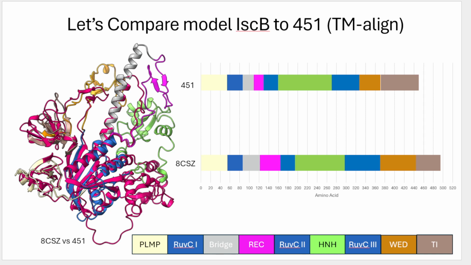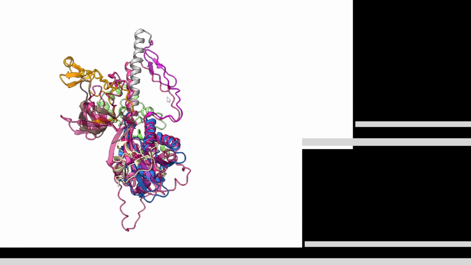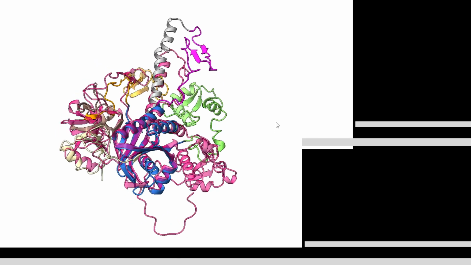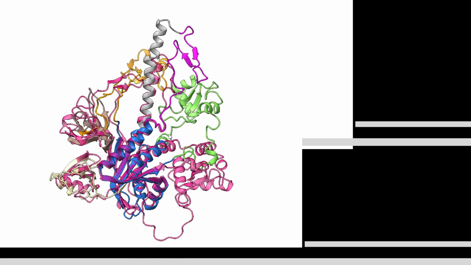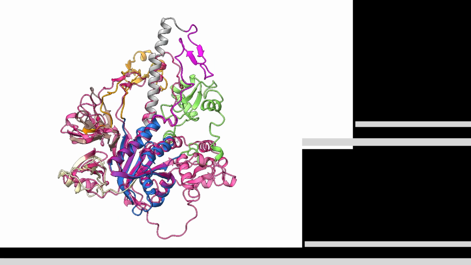So let's show that in 3D space. There she is. It's a bit disgusting. There we go. So I have purposely made 451 a little bit more translucent so you can kind of see through it.